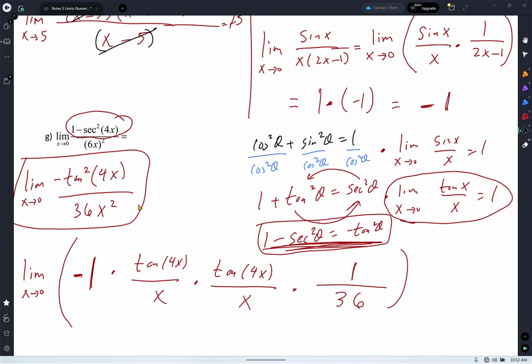X times x, guys. Yeah, what's wrong with it? 6x times 6x is 36x squared. That's what I'll put up. Look, guys. 6x squared means 6x times 6x. 6 times 6 is 36. X times x is x squared. Come on, guys. Are we okay? Okay.